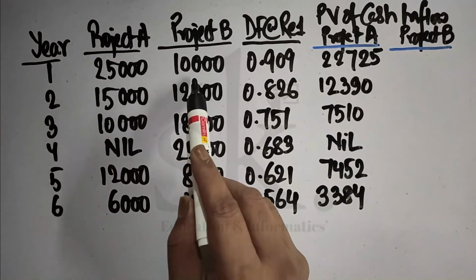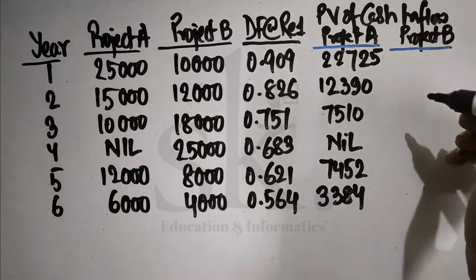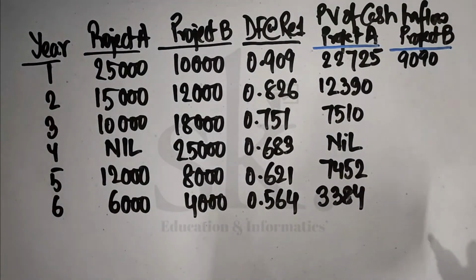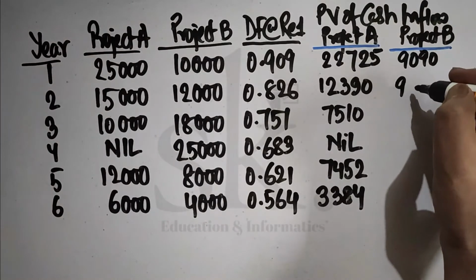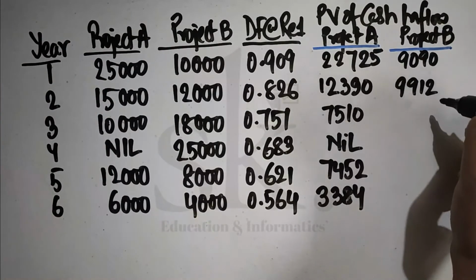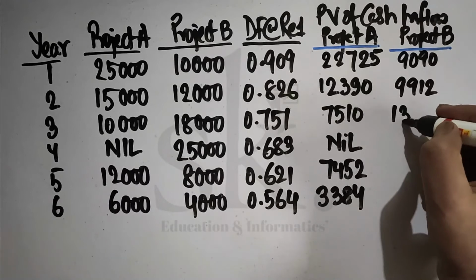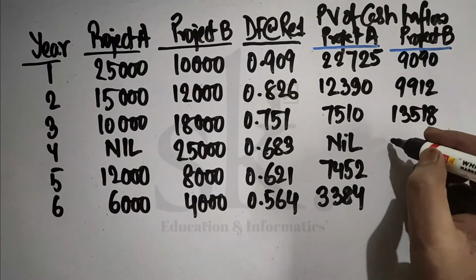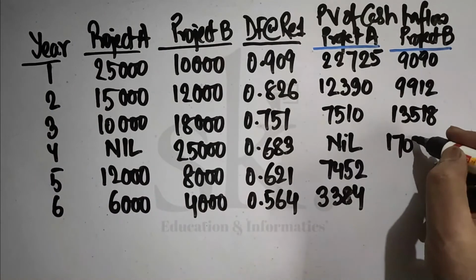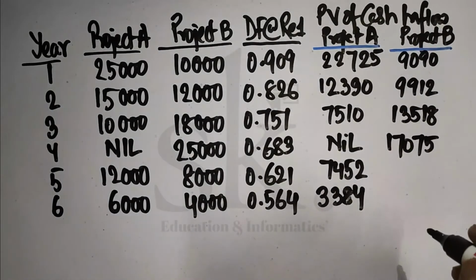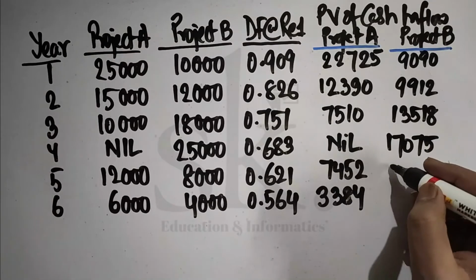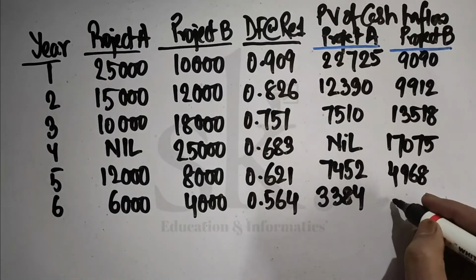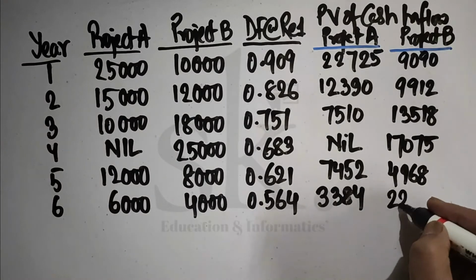So what we require to do, 10,000 into 0.909 is 9090. For the next year it is 9912. For the next year it is 13,518. For the fourth year it is 17,075. For the fifth year it is 4968. And for the last year, the sixth year, it's 2256.